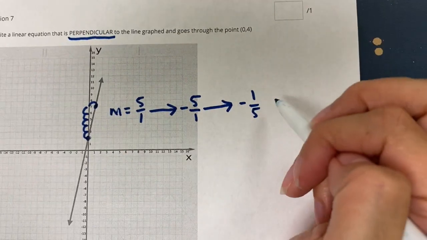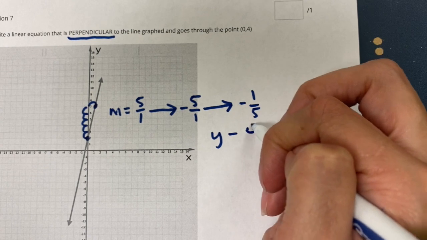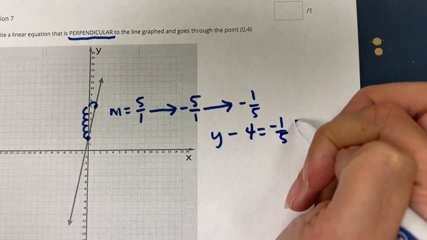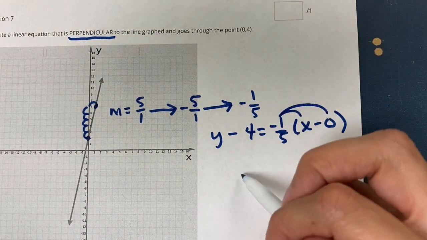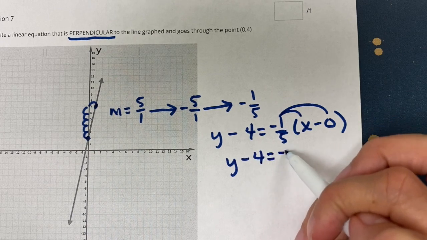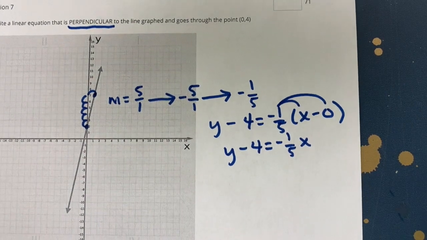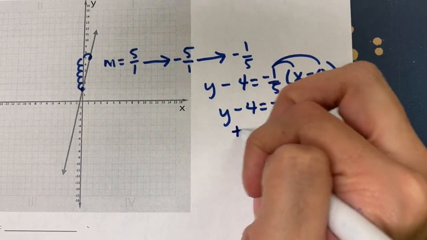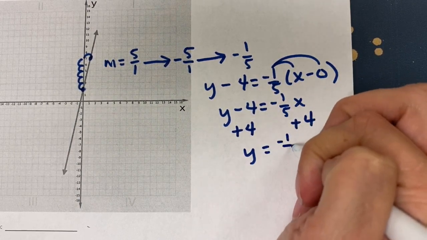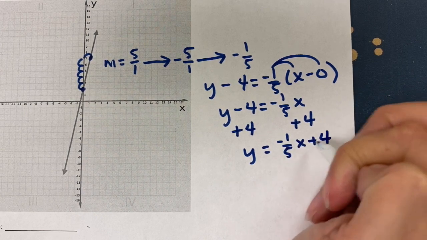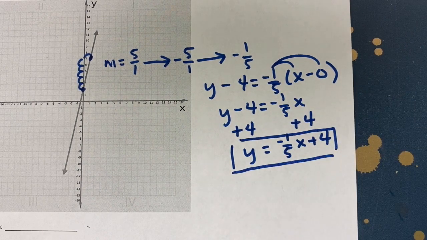So I have my M, I have my X1, Y1. So Y minus 4 equals negative 1/5 X minus 0. Distribute. Y minus 4 equals negative 1/5 X. And then negative 1/5 minus 0 is nothing. Next, I add 4 to both sides. So Y equals negative 1/5 X plus 4. And that is it for that one.